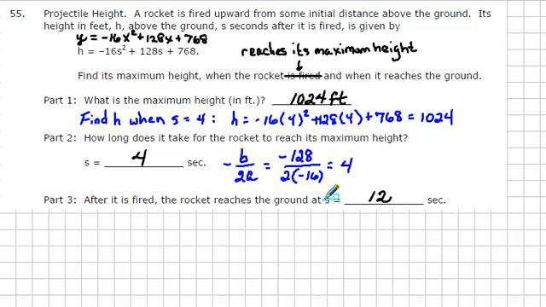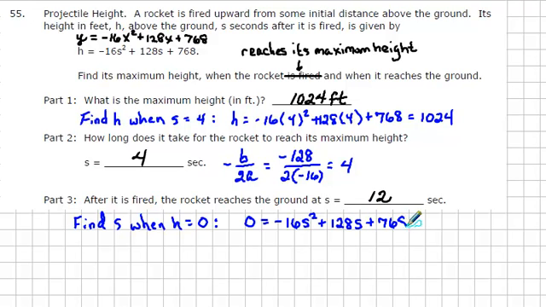In part 3, we want to determine how long it takes for the rocket to reach the ground. Well, the rocket reaches the ground when the height is equal to 0. So we want to find s when h is equal to 0. So we substitute 0 for h and we get 0 is equal to negative 16s squared plus 128s plus 768.